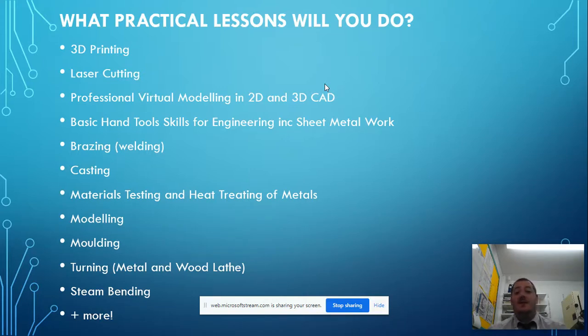Brazing, which is welding. Casting. Material testing and heat treating of metals. We're doing modelling, moulding, turning on a metal and wood lathe, steam bending, and there's loads more, but that's just a little bit of an insight into some of the things we'll be doing.